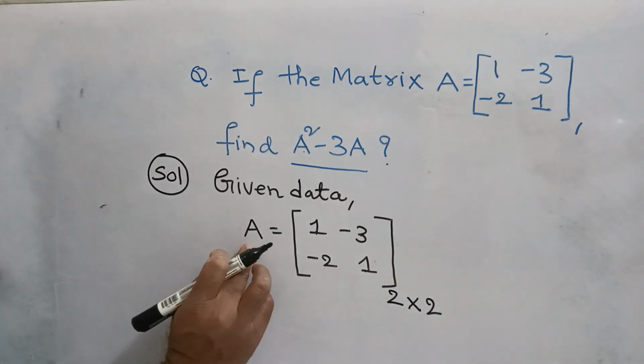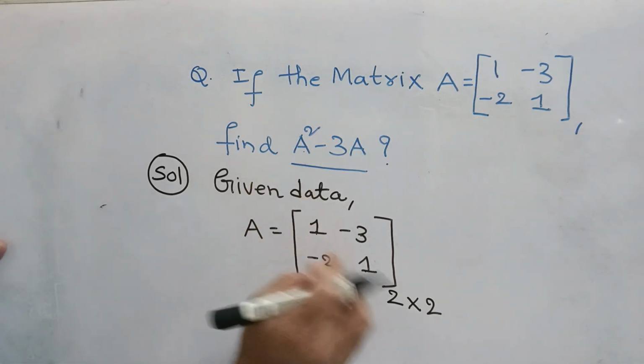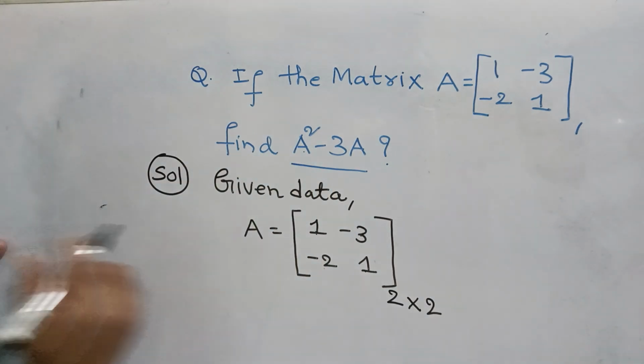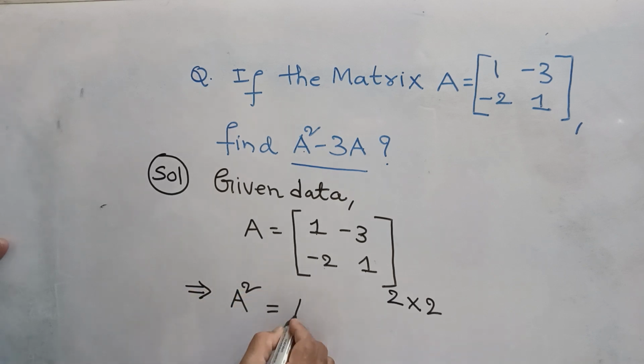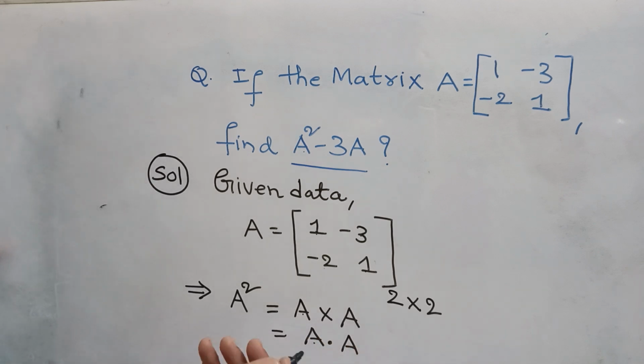Right? Then what do we have to find out? A square. What is A square actually? A square is nothing but A into A. Sometimes this can also be written as A dot A. You can write either A into A or A dot A. Both are valid representations, you can take any of these, both are correct.